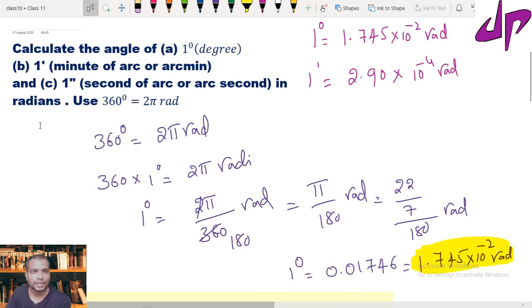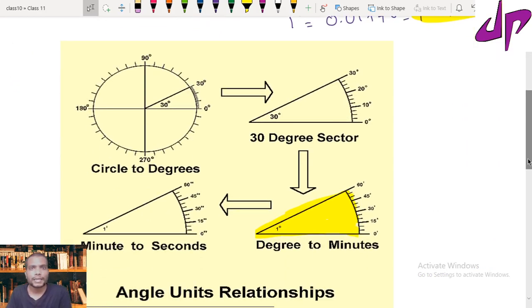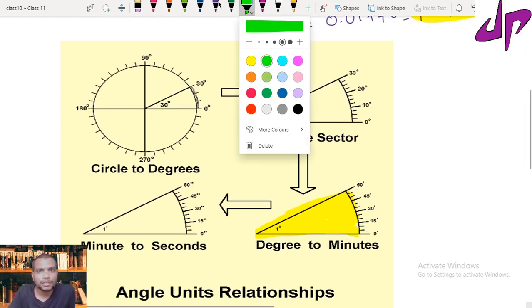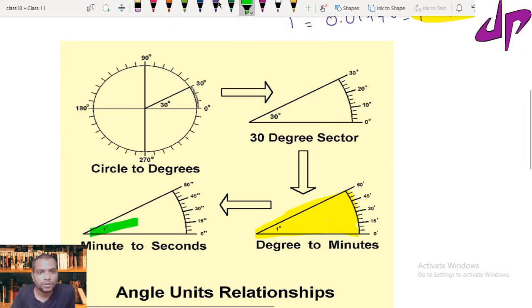So let's calculate the third one, 1 second. From the figure I can take again 1 second. This is the seconds to minutes conversion. So 1 second equals 60 minutes.